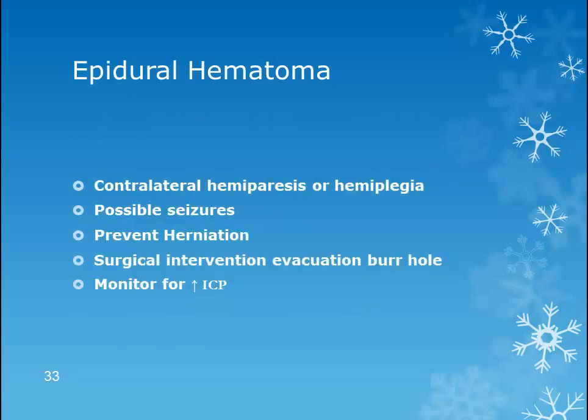To continue with epidural hematoma: contralateral hemiparesis or hemiplegia, possible seizures. You want to prevent herniation of the brainstem. Possible surgical intervention here, such as evacuation or a burr hole. Monitor for signs and symptoms of increased intracranial pressure, and also monitor directly for intracranial pressure.